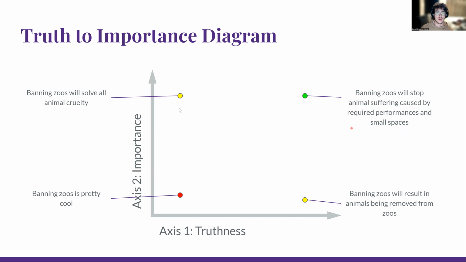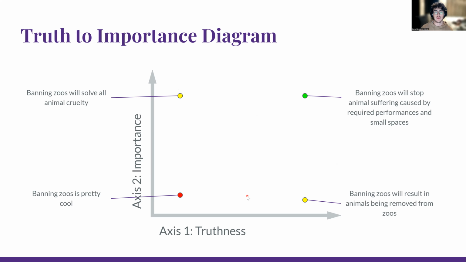This diagram, created by our previous VP training, Tyler Lee, is a great way to illustrate the truth to importance conception of argumentation. In this, we have two axes. One, the axis of truthness, and two, the axis of importance. You can now imagine that any single argument that you would make would fall in this specific chart, that it would be somewhere in this realm, whether it locates up here or down here.